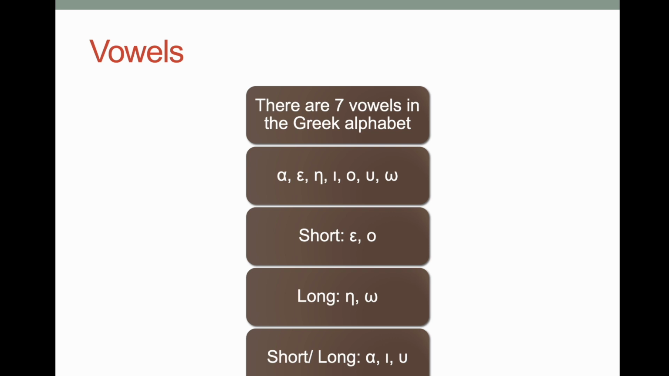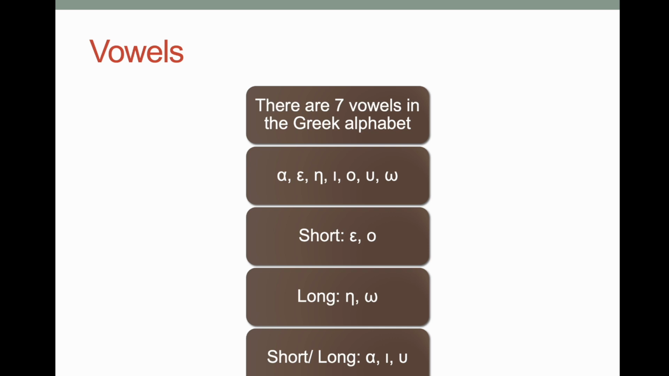The Greek alphabet has 7 vowels: alpha, epsilon, eta, iota, omicron, upsilon, and omega. There are short letters that are always short, and that's an epsilon or an omicron. And what I mean by short is the relative time that you take to pronounce the letter. So a short E is eh, a short O is ah, compared to a long E sound, which is the eta, or a long O sound, which is the omega.